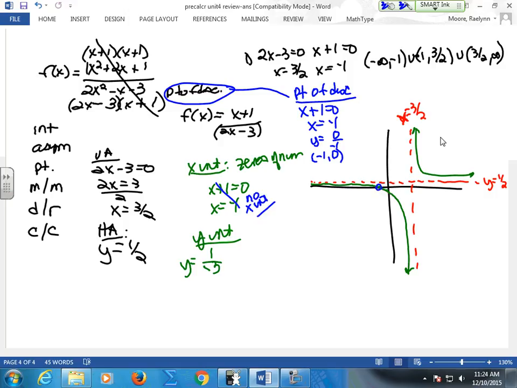I didn't know that till I went back and looked at my point of discontinuity, right? But now I can't use that guy. So really, I don't have an x-intercept. He actually jumped right over the x-axis. It's a removable point. How did you get the horizontal? The horizontal asymptote says, is that right?